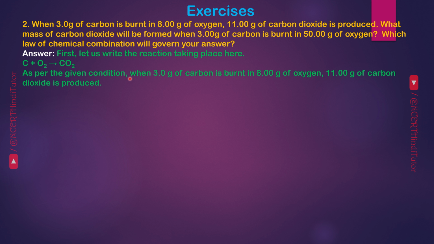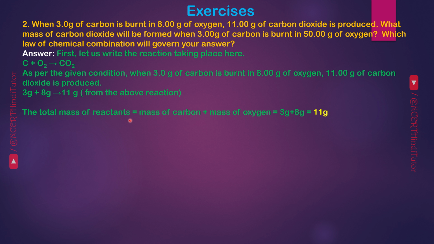As per the given condition, when 3 gram of carbon is burnt in 8 gram of oxygen, 11 gram of carbon dioxide is produced. So 3 gram plus 8 gram is equal to 11 gram. From the above reaction, the total mass of reactants is equal to mass of carbon plus mass of oxygen, which is 3 gram plus 8 gram is equal to 11 gram. The total mass of reactants is equal to total mass of products. Therefore, the law of conservation of mass is proved.